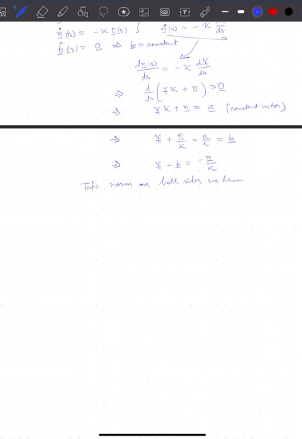We have the norm of gamma vector minus b vector is equal to the norm of minus n vector by kappa. And n vector is a unit vector, right? So the norm of n vector is 1. All we have is 1 by kappa.